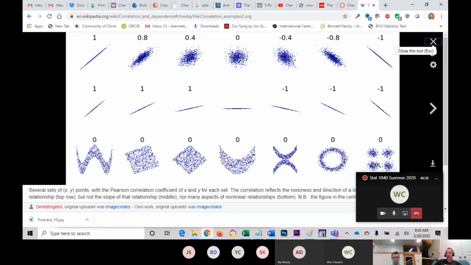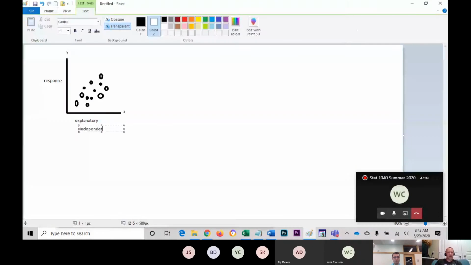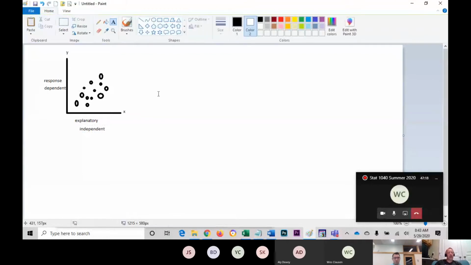And these look like four different null plots. Once again, when you're calculating your correlation coefficient, it's important that you're looking at your scatter plot first to make sure that calculating the correlation coefficient is a good thing to do. So the idea here is you're going to put the explanatory or the independent variable on the x-axis and the response or the dependent variable on the y-axis, okay?